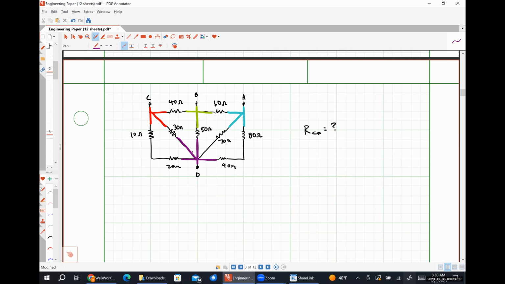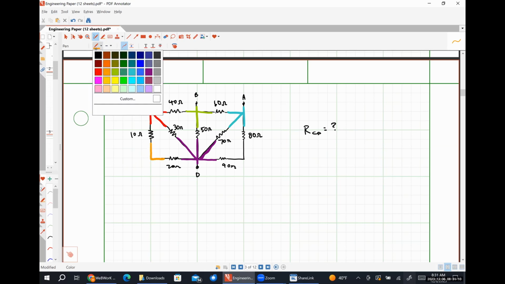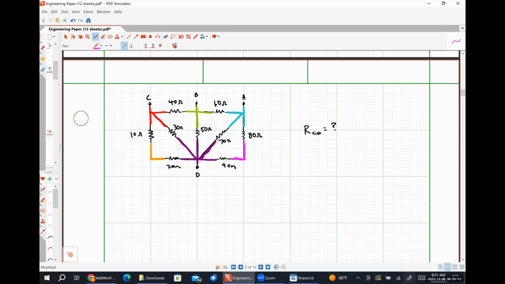This guy here will be D. And then we have 2 other nodes left that don't currently have a letter. So we'll have to give them letters here in just a moment. So let's call this guy E and this guy F. All right, so pretty obviously we have 6 nodes in this network, and we're trying to find the resistance between nodes C and D.